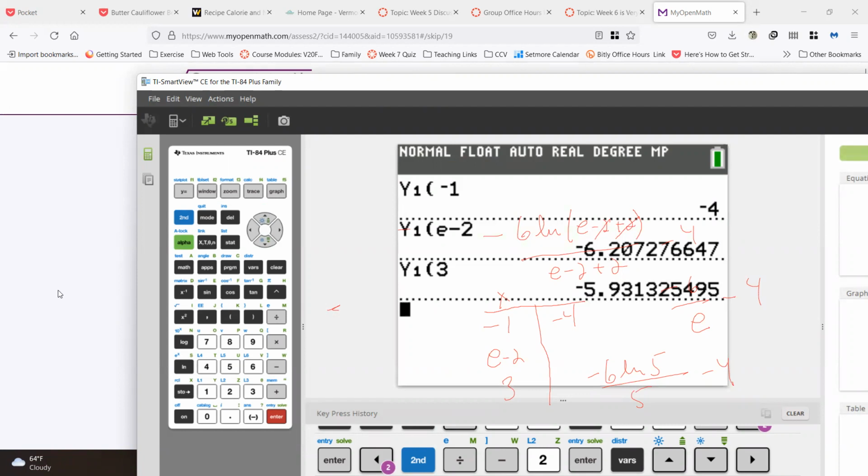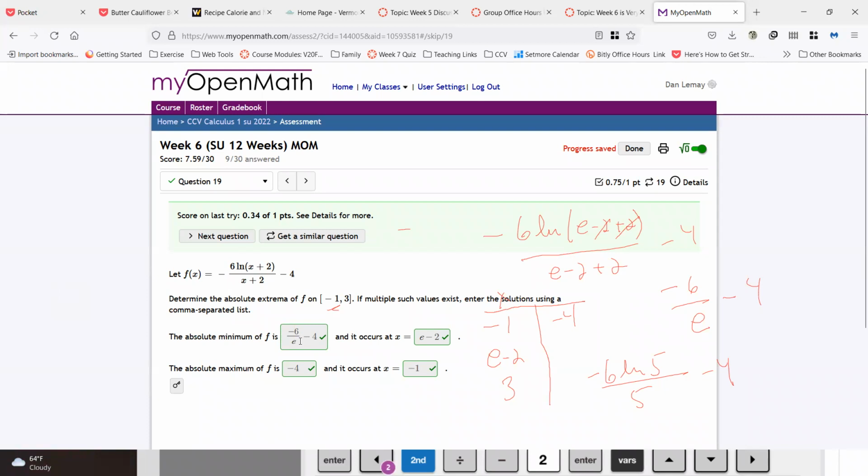So I knew I had a minimum at e minus 2, but my math wanted me to have that expression rather than the decimal. Okay, so hopefully that helps.